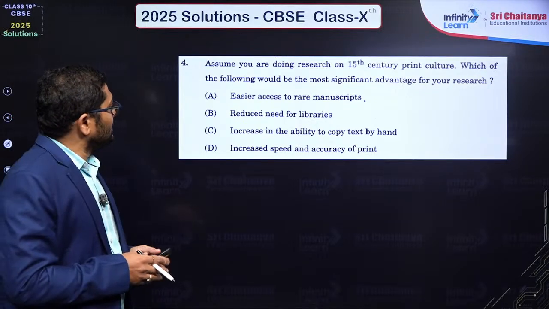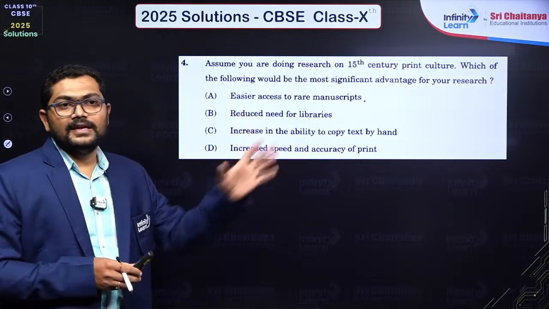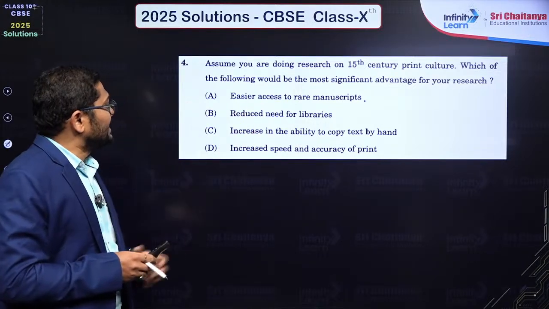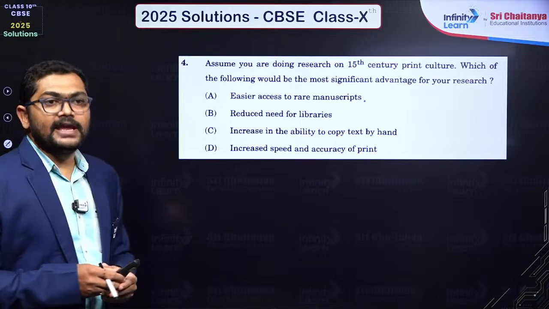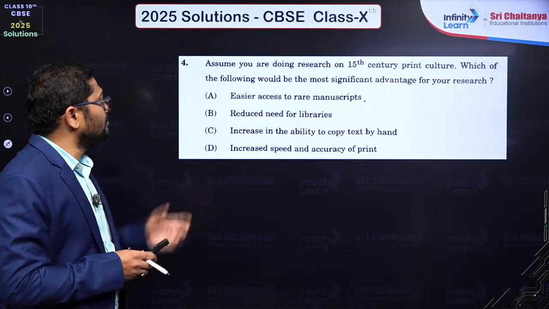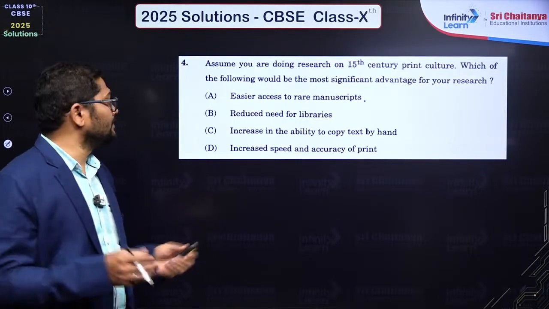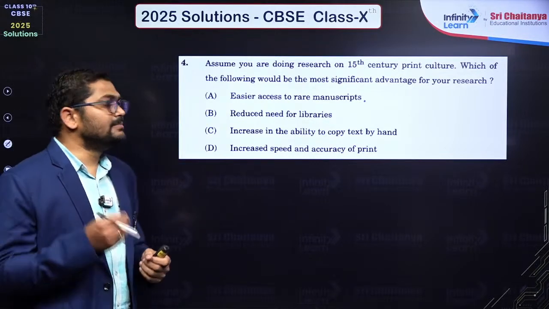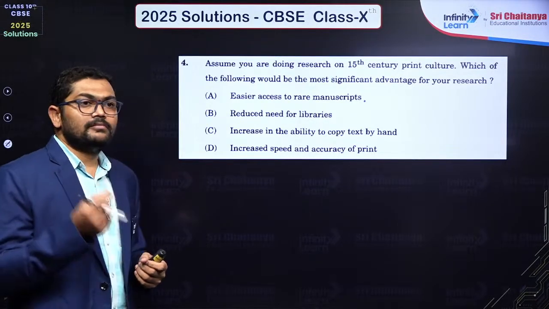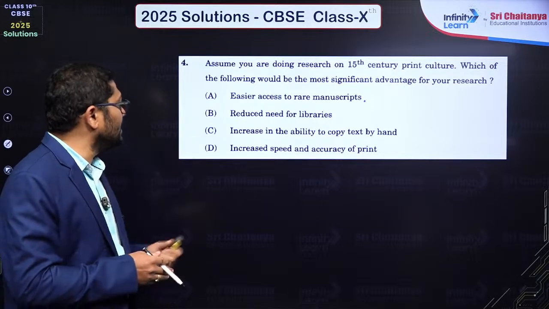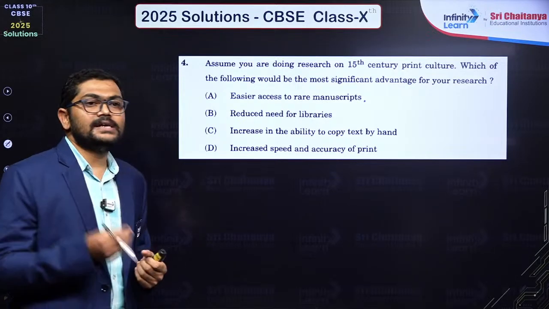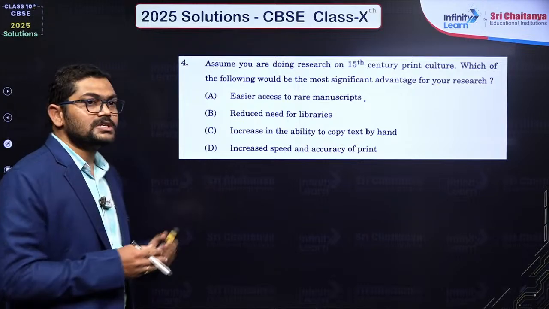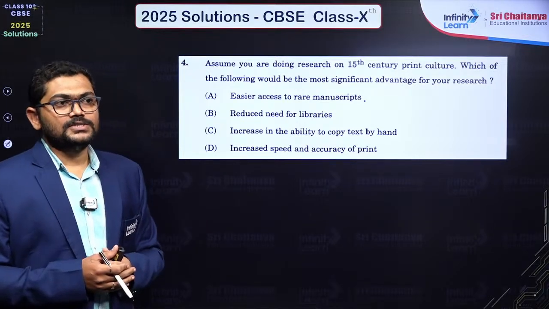Yes, the question is actually analytical in nature, because if you see the options, the first one, easier access to the rare manuscripts. Then option B, reduced need for the libraries. Option C, increase in the ability to copy text by hand. And option D, increased speed and accuracy of the print. So among these 4 options, which one is the correct answer?